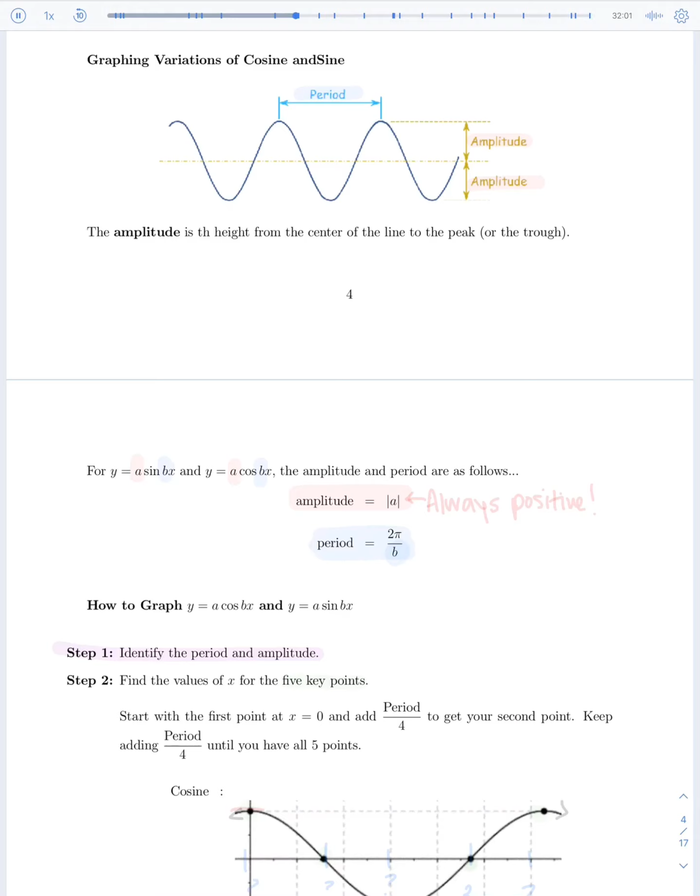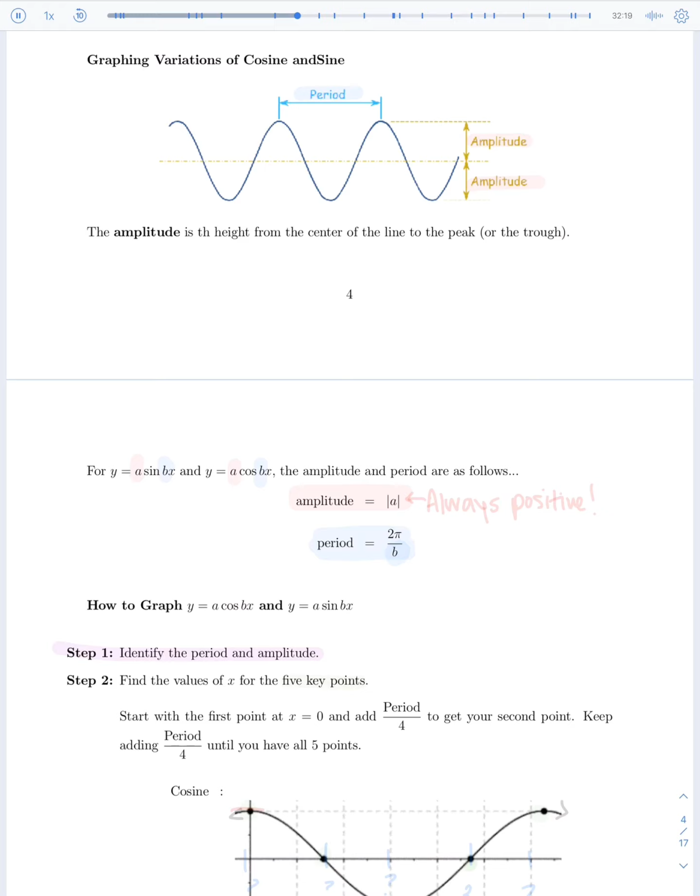So that gives us a good idea of what cosine looks like. So now that we know what the regular sine graph looks like, the regular cosine graph looks like, now we can tinker with them a little bit, just like we have done with other graphs.